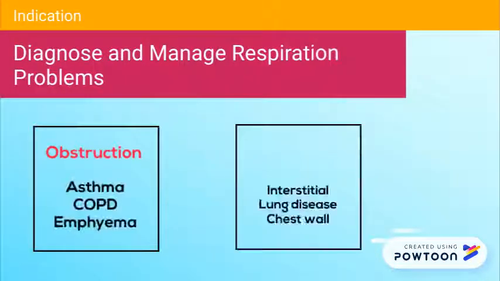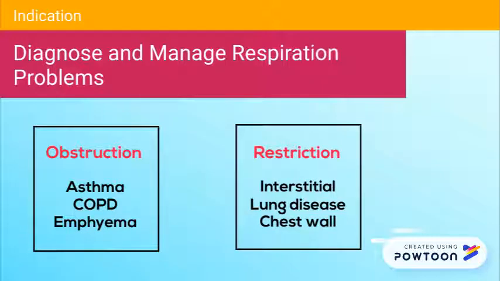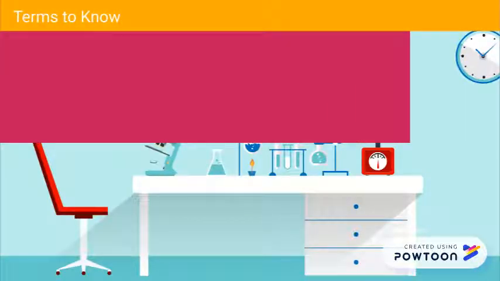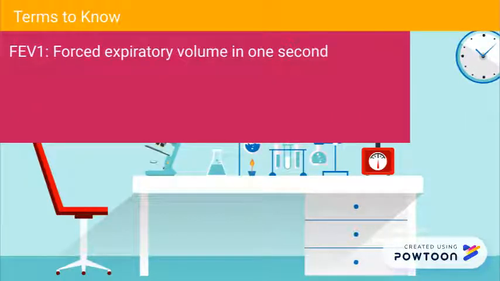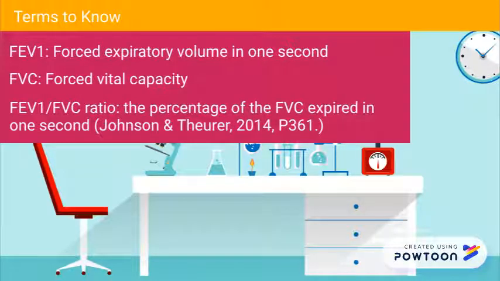Spirometry is used to measure lung function and determine if a patient has obstructive or restrictive pulmonary lung disease. There are several terms you need to know. FEV1 is the total volume of air a patient is able to exhale in the first second during maximum effort. FVC is the volume of air a patient is able to exhale for the total duration of the test during maximal effort. The ratio is the percent of the FVC expired in 1 second.